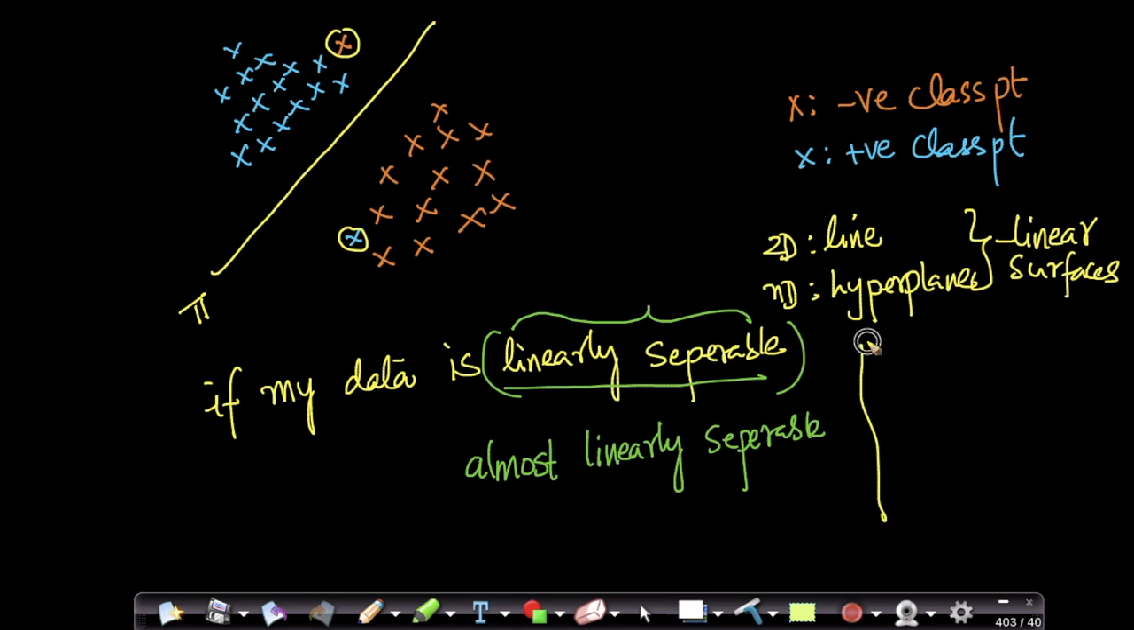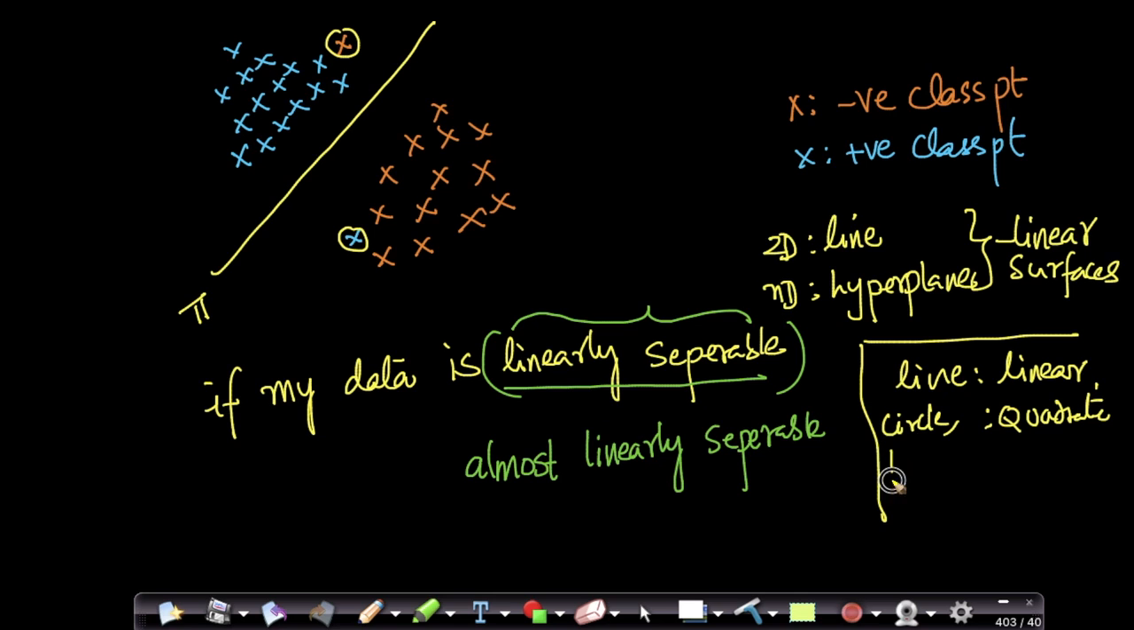Just to give you some context here, what is the equation of a plane? Lines and hyperplanes are considered to be linear surfaces. There is also something called quadratic surfaces. Quadratic surfaces are things like circles, parabolas, and ellipses. We'll see why they are called so when we look at the mathematics behind it.